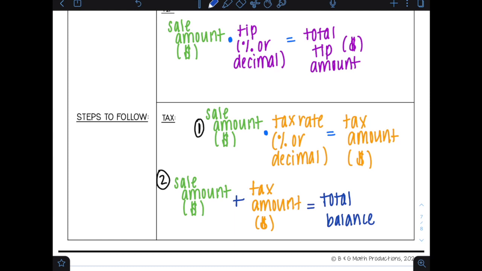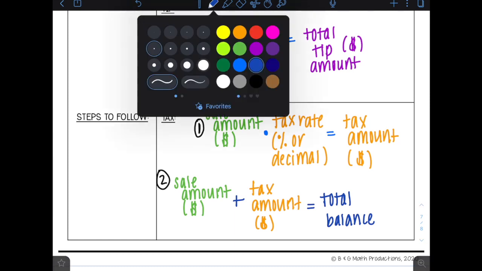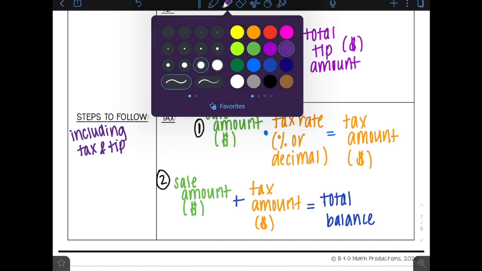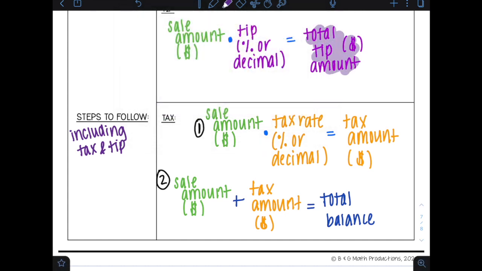If you are asked to find the total bill including tax and tip, so you're going to see something that looks like including tax and tip, then you're going to take your total tip amount, you're going to take your sale amount, your tax amount, and then get the total balance all together. But there are sometimes parts of the question where they're just going to ask you for the total balance, with or without tax, with or without tip. So you just have to read the question very carefully and find out what they are asking you to solve for.